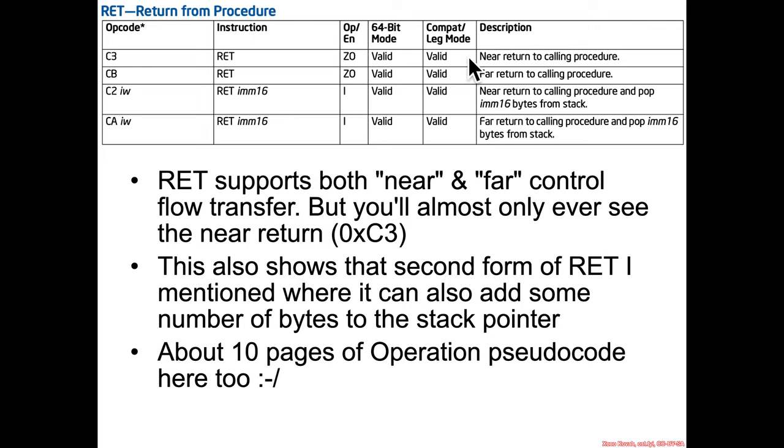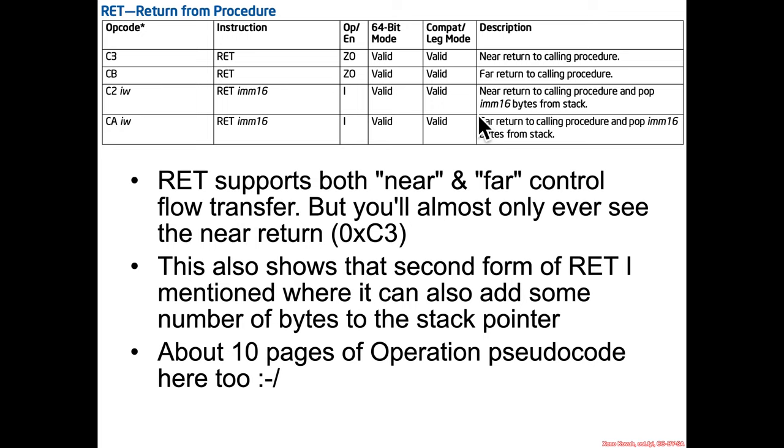So I had told you before that ret mostly just takes whatever's on the top of the stack and goes back to that address, sets RIP to that address. But I also said that there's a lesser seen form where you can specify a constant and that many bytes will also be added to RSP. It says pop immediate bytes, but they're not popping into any registers or anything like that. They're basically just discarded. You're adding to the stack pointer.